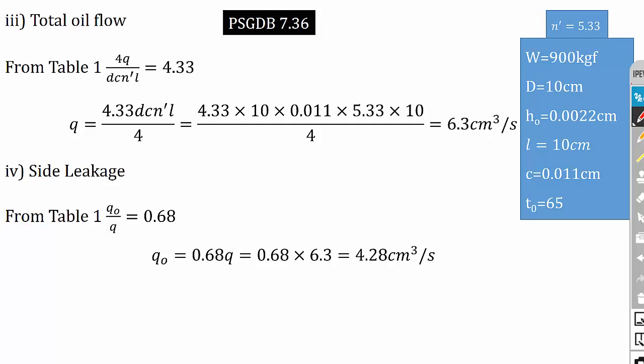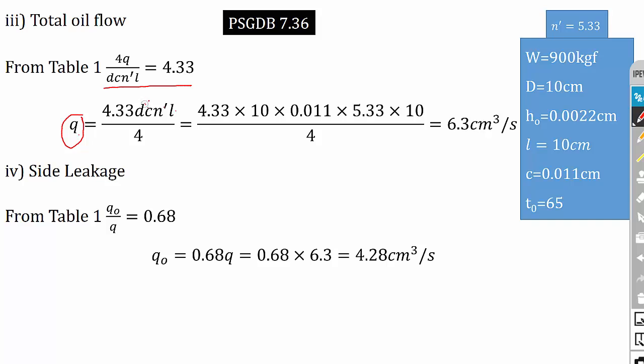Then the next step is total oil flow. From the table we can take 4Q by DC n dash L is equal to 4.33. So further Q is equal to 4.33. You can bring the remaining terms to the right side. So here Q is the total oil flow. So it is D C n dash L divided by 4.